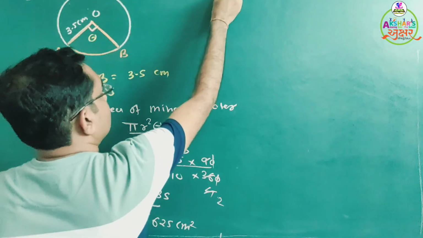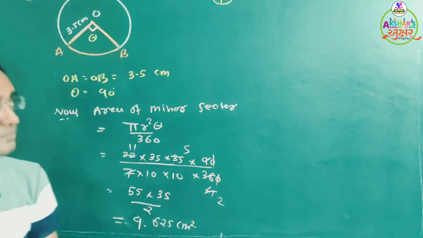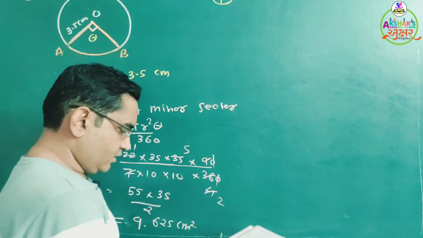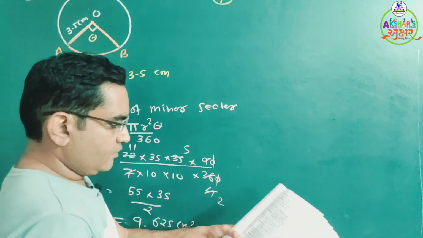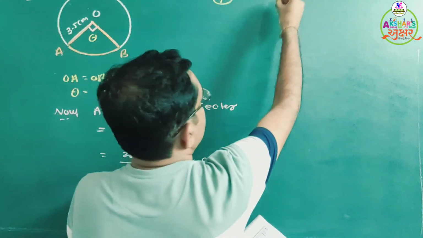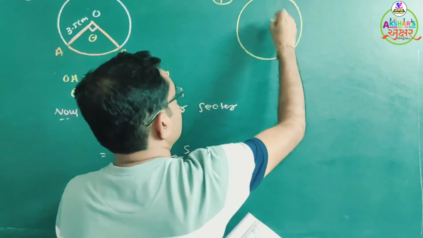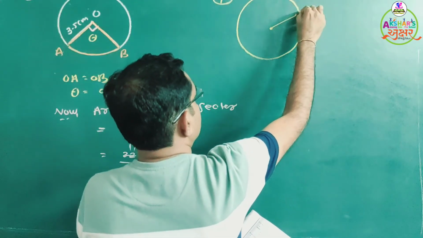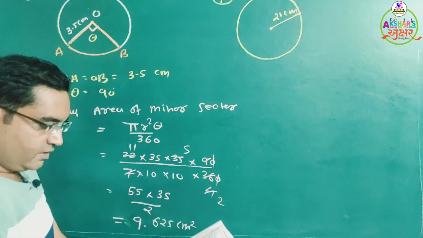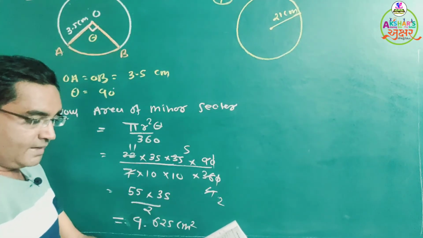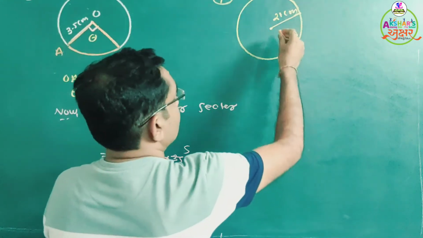Now seventh question. So here in this question we are given a circle with radius 21 centimeter. So consider this circle is given, circle with radius 21 centimeter. The perimeter of minor sector is 64 centimeter. Minor sector, so I have drawn it here.